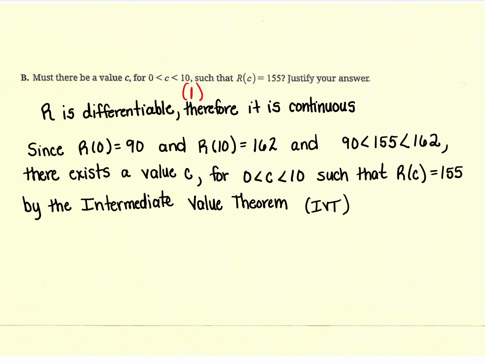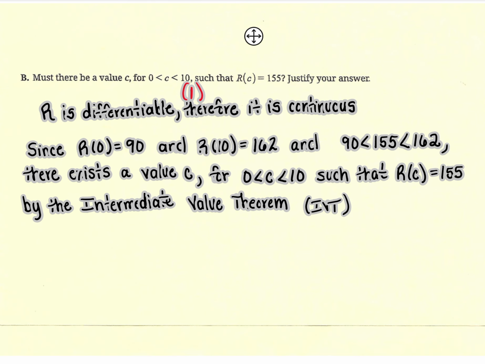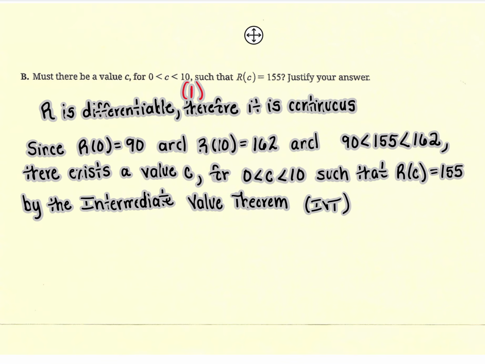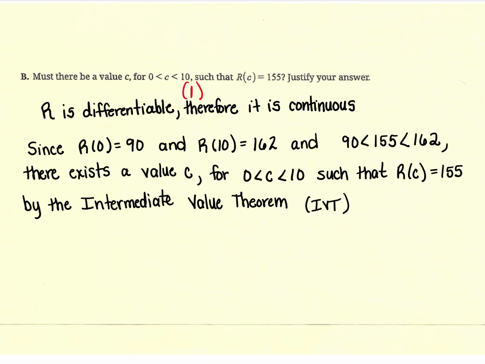But they're going to want you to say this. Since you know that R of 0 is equal to 90, and R of 10 is 162, and 155 falls between those two values, kind of like if this is Monday and this is Thursday, and I know that Tuesday and Wednesday fall between those, there will exist a value C such that R of C is equal to 155. It's the intermediate value theorem that allows you to do that.